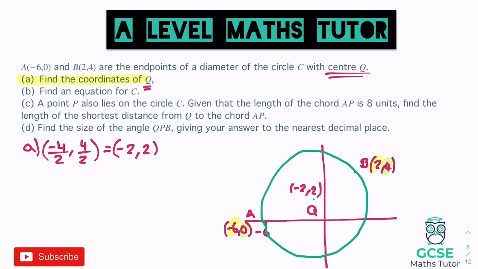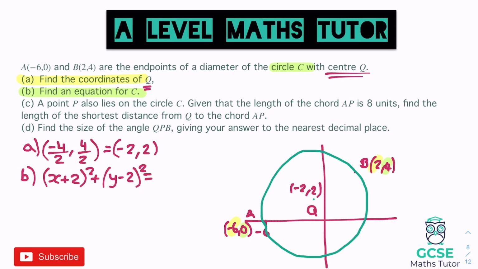Now for part B, the next bit, it says find an equation for C. C is the name of the circle, circle C, and we're going to find an equation for it. For part B, we know what the equation of a circle looks like. We've got x minus a, which is negative 2 there, so that's going to be x plus 2, as our x coordinate of the centre is negative 2. That's going to be squared, plus y minus 2, again in brackets squared, and that equals the radius squared. So we need to figure out what the radius is.